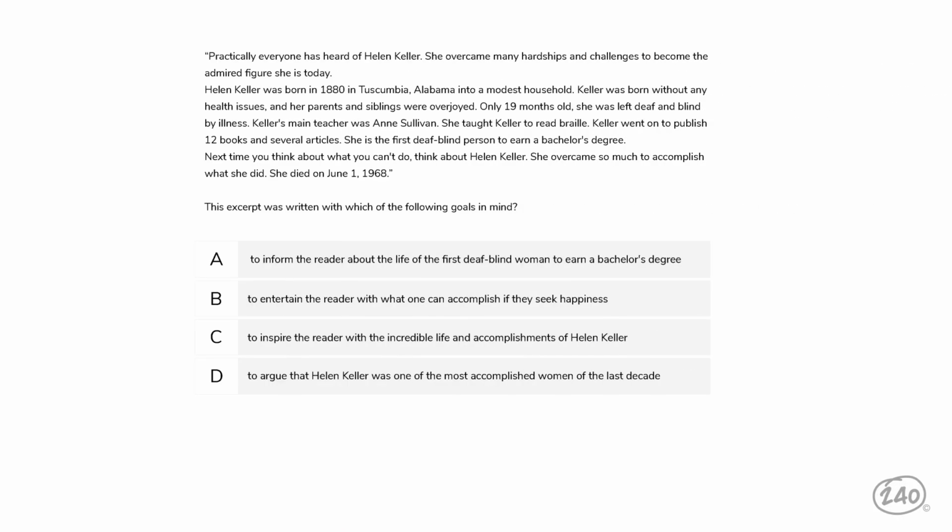Let's look at one more. This one is about identifying the primary purpose.